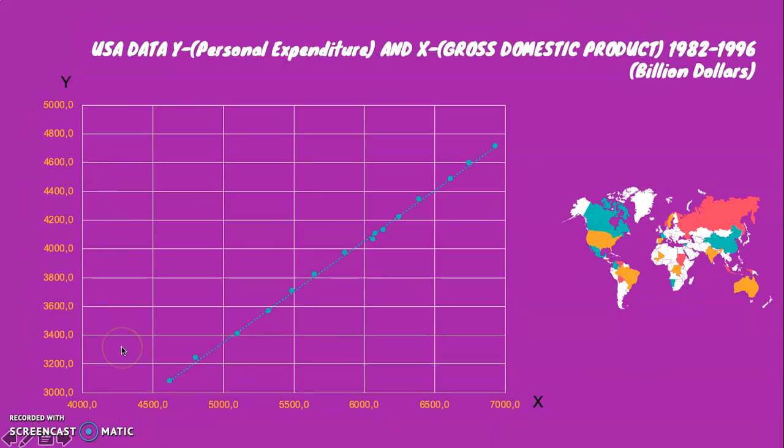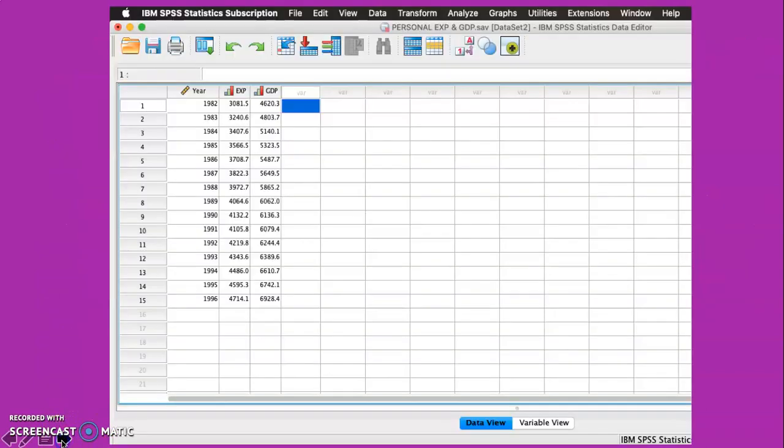A graph was plotted between these two variables, that is, personal expenditure and gross domestic product, and you can see that the line is moving from lower left to upper right, and the data points are closely clustered around the line. This tells you that there is a strong positive correlation between personal expenditure and gross domestic product.